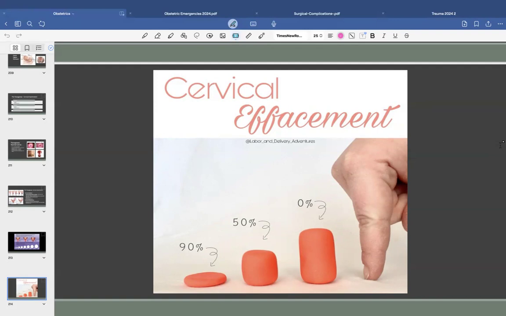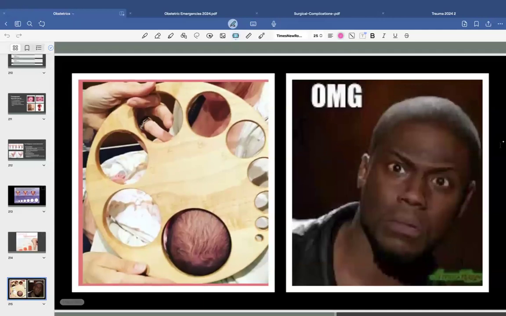So, that's just another diagram for effacement. And then 10 centimeters dilated, that's what that looks like. So the baby's head is about 10 centimeters dilated, and that's probably what most dads are looking like in the delivery room. That's coming out of where?